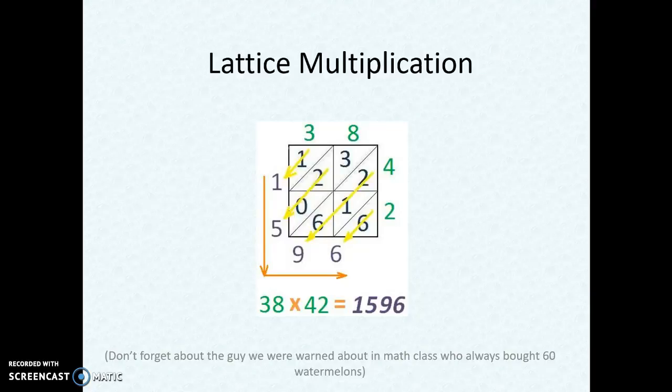And then, keeping in with the math event of the week, at least for myself, there was always that one guy we were warned about in our math equations in math class who always, for whatever reason, bought 60 watermelons. Never could wonder why. Don't know why I thought about the guy either today, but I thought about him anyways. But anyways, moving on.